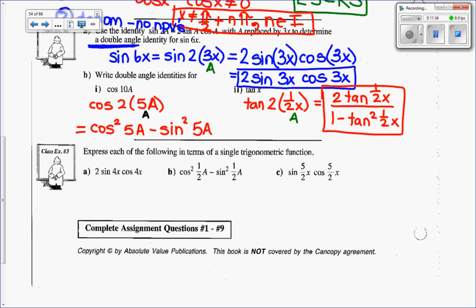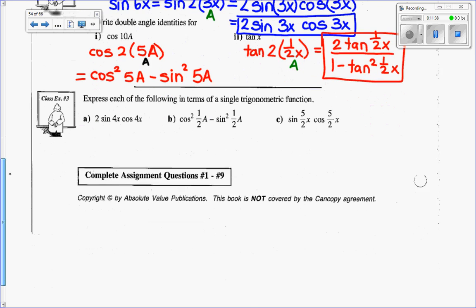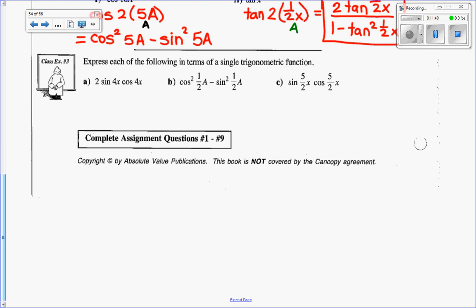All right, questions at the bottom of your page. I can get it to scroll. There we go. Okay, we've got 2 sine 4x cos 4x.